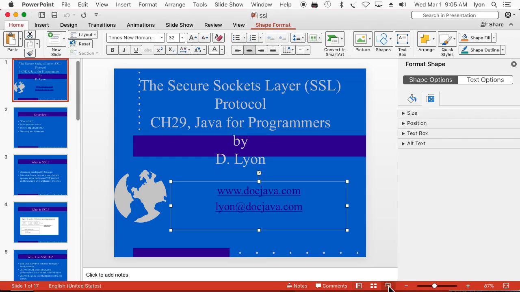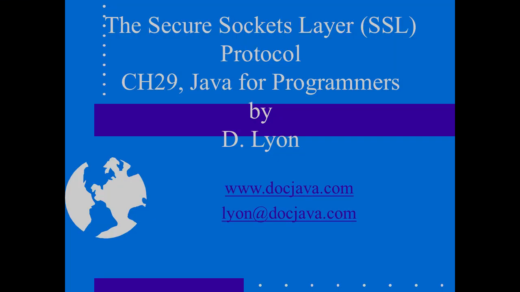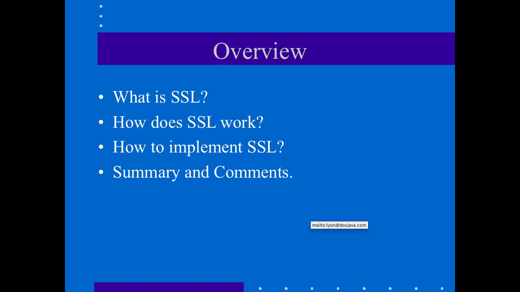Everybody. Just wanted to give you a little rundown on Secure Socket Layer, or SSL. This is from Chapter 29 of my book, Java for Programmers. First, I would like to describe what Secure Socket Layer is and how it works. Then we're going to cover an implementation of SSL, and we're going to use the POP3S protocol in order to communicate via SSL to a POP3 server, and we'll use Gmail as our model, and then we'll proceed to get information about our Gmail account.